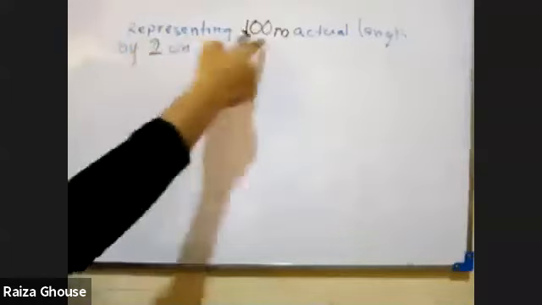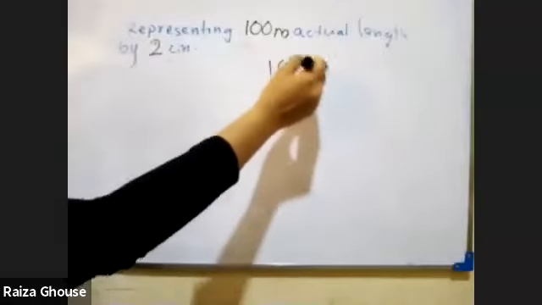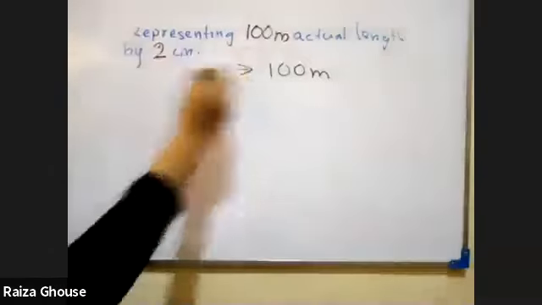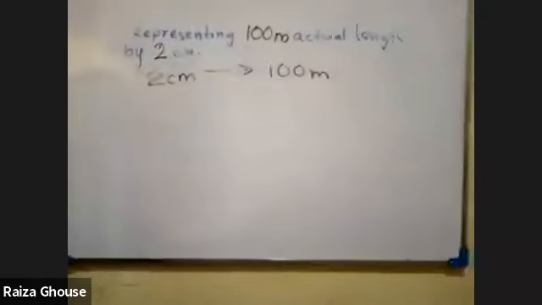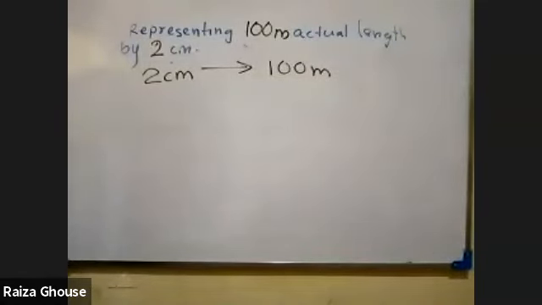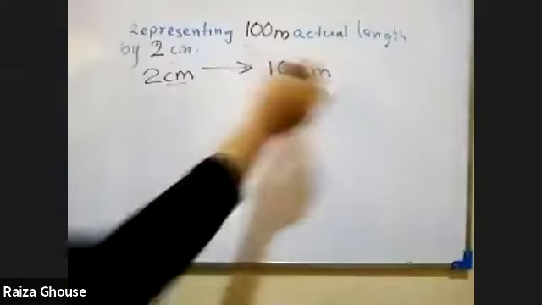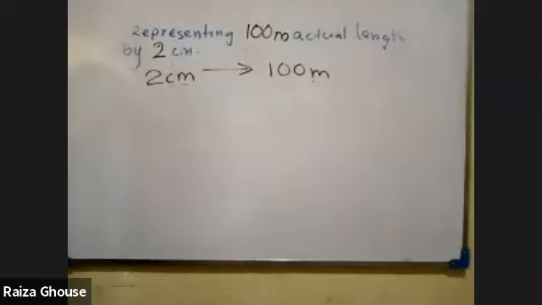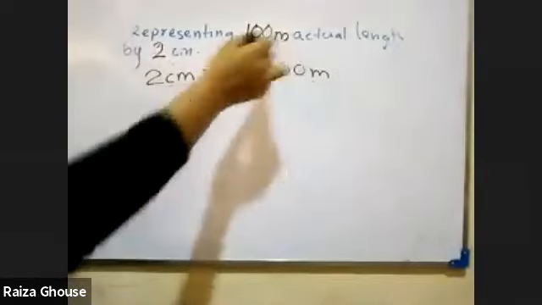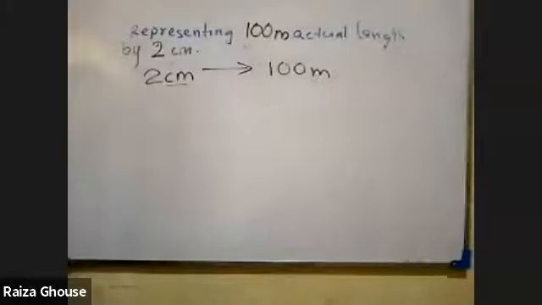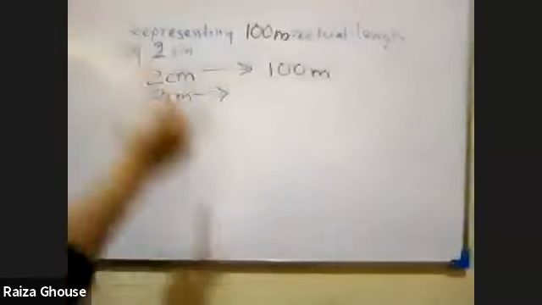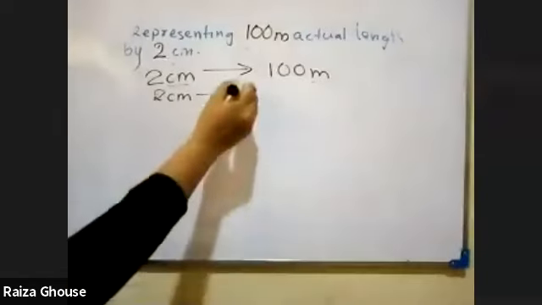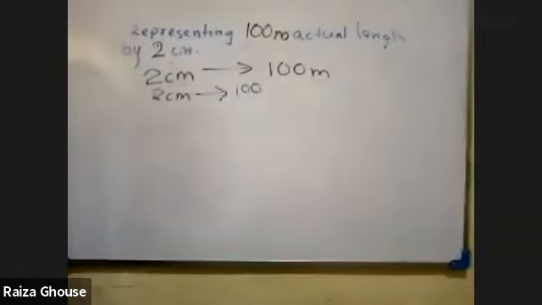Okay, listen. Now see, children, we are going to represent 100 meter of actual length by 2 centimeter of scale length. Now you can notice that these units are not the same. When the units are not the same, I told you, you should convert the meter or whatever the other unit is into centimeter. So 2 centimeter here, and 100 meter means how many centimeters? 1 meter is 100 centimeter. Then 100 meter is 100 times 100.